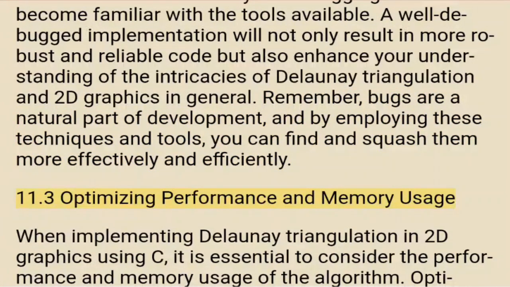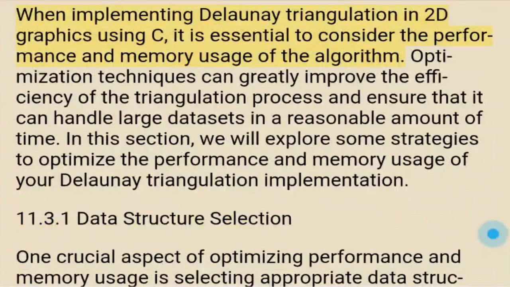11.3 Optimizing performance and memory usage. When implementing Delaunay triangulation in 2D graphics using C, it is essential to consider the performance and memory usage of the algorithm. Optimization techniques can greatly improve the efficiency of the triangulation process and ensure that it can handle large datasets in a reasonable amount of time. In this section, we will explore some strategies to optimize the performance and memory usage of your Delaunay triangulation implementation.